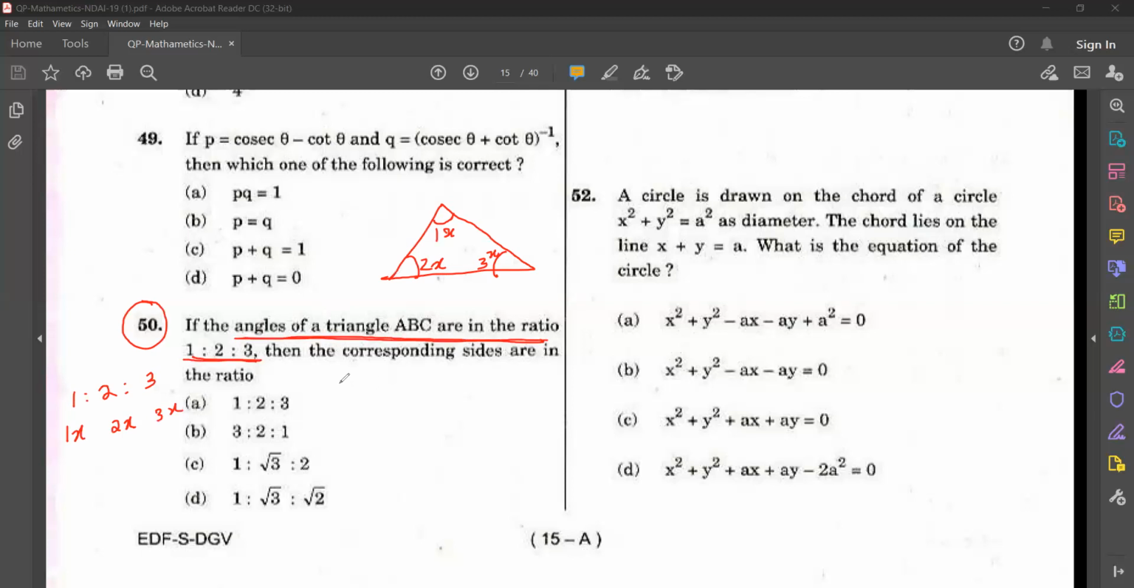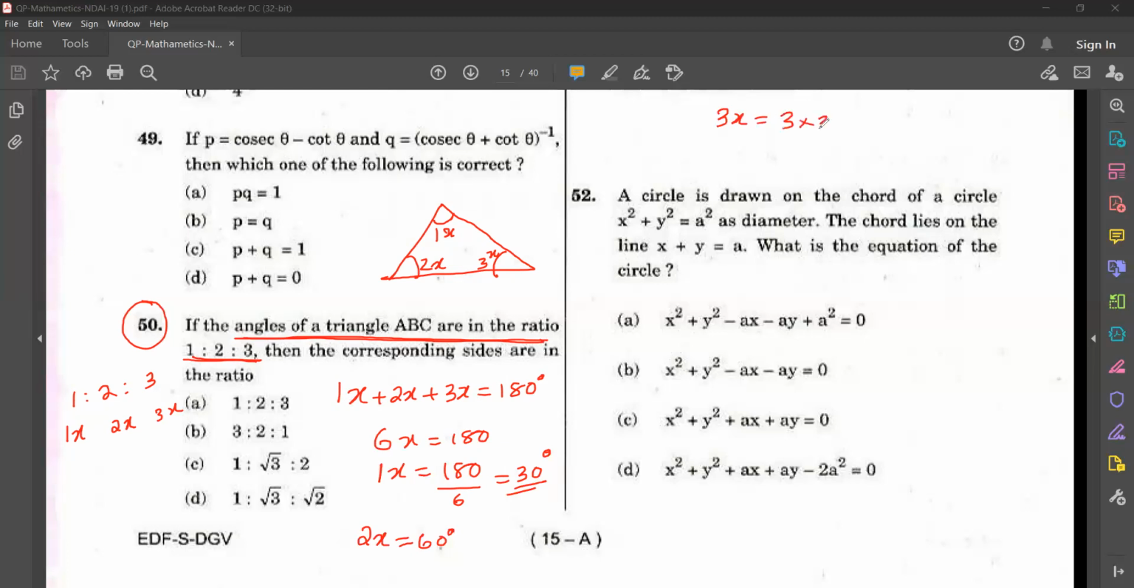So what can we write? 1x plus 2x plus 3x is equal to 180, angle sum property: sum of the angles of a triangle is 180. So you get 6x is equal to 180, x is equal to 180 by 6, 30 degree. So 1x is 30 degree, 2x is 2 into 30, 60 degree, and 3x is 3 into 30, 90 degree. So the angles are 30 degree, 60 degree, 90 degree.